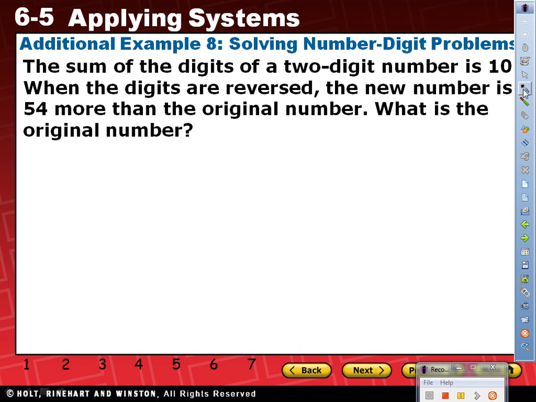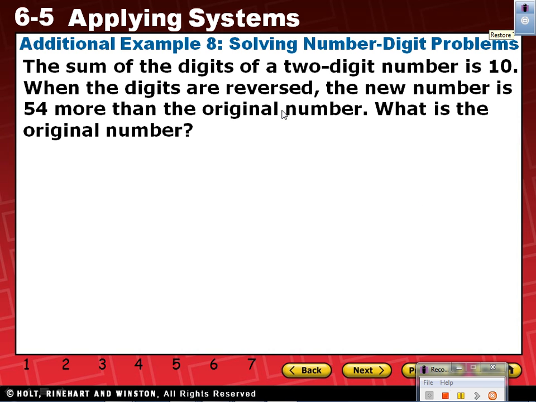Here we go. Example number 8. It says, the sum of two digits of a two-digit number is 10. When the digits are reversed, the new number is 54 more than the original number. What is the original number? Copy that, please.